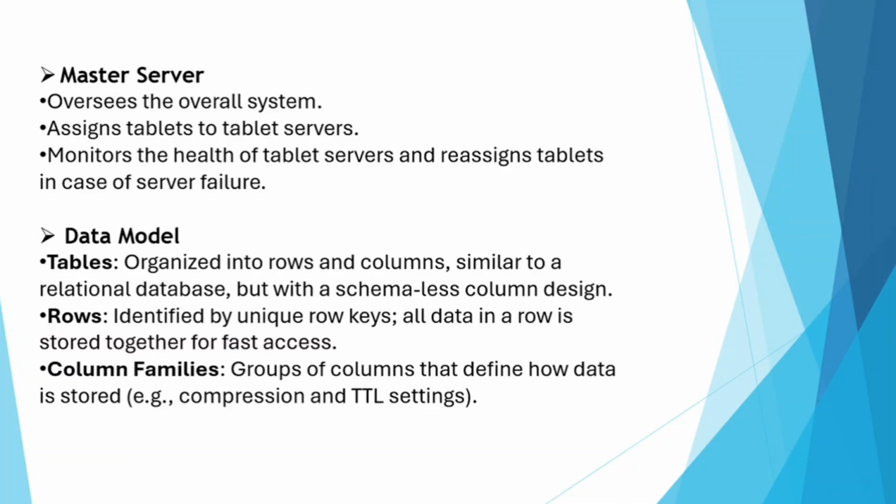Now data models. Tables, organized into rows and columns similar to a relational database but with a schema-less column design. Rows, identified by unique row key. All data in a row is stored together for fast access. Column families, groups of columns that define how data is stored. Example, compression and TTL settings.